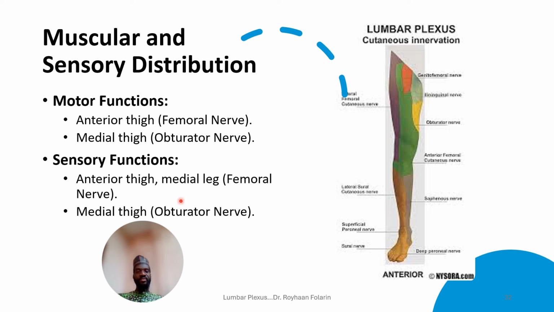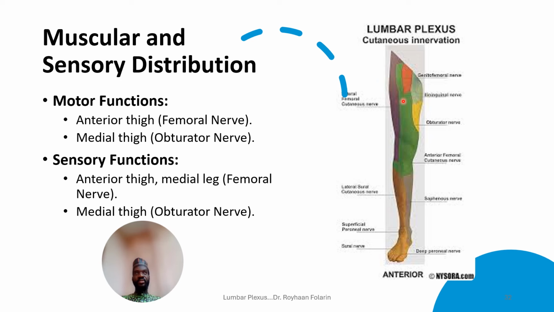And now let's connect the branches of the lumbar plexus with their motor and sensory functions. The femoral nerve powers the quadriceps for knee extension, and the obturator nerve controls the abductor muscles. So here is the domain of the obturator nerve, the medial thigh for abduction, and the anterior thigh is the concentration of the femoral nerve.